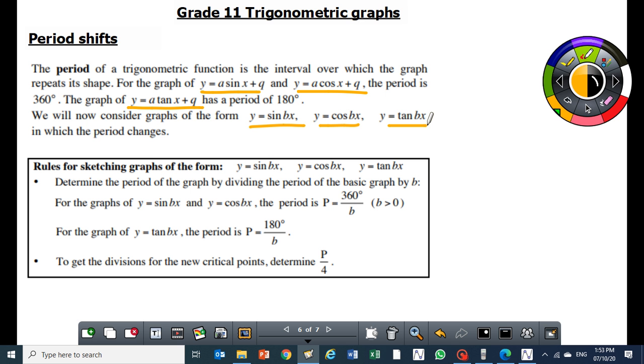Now in grade 10, that b, which is the coefficient of x, was always equal to 1. Now it's going to change. It can be 2. In most cases, b is going to be greater than 0 and it will be an integer, but it can also be a common fraction. So this b is called the period number. B is the period number.